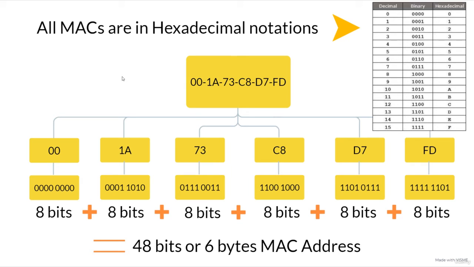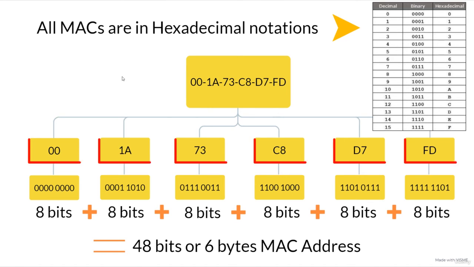Let us understand the format of a MAC address with this diagram. In this diagram, we have a 48-bit MAC address, that is 00:1A:73:C8:D7:FD. These are not binary digits, these are hexadecimal representations. So 00 is in hexadecimal, 1A is in hexadecimal. Notice you can see the letters coming up which were not in binary, so these are hexadecimal notations. We have 6 parts: 00, 1A, 73, C8, D7, FD.